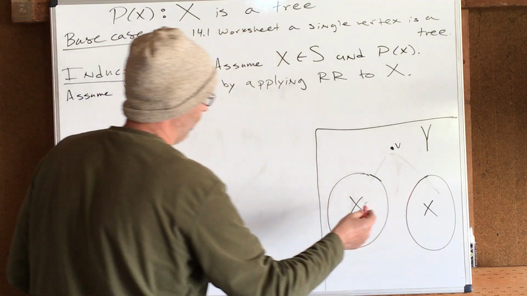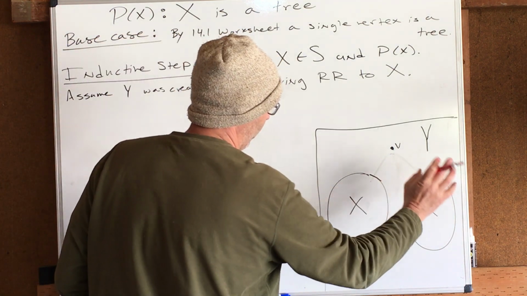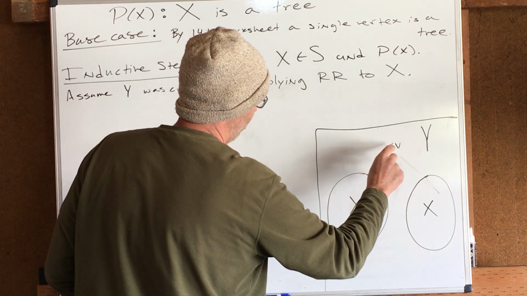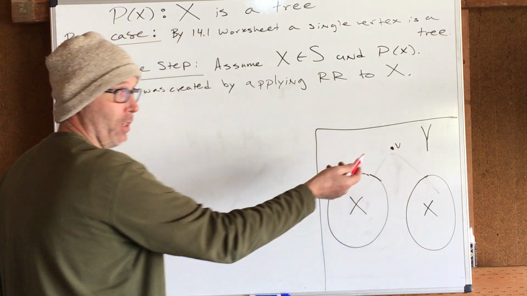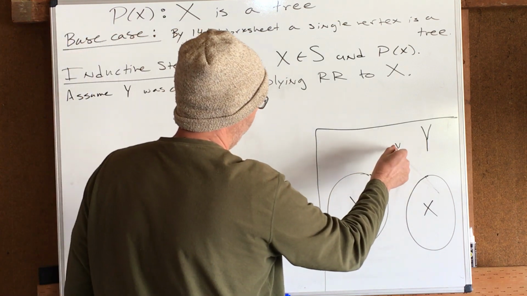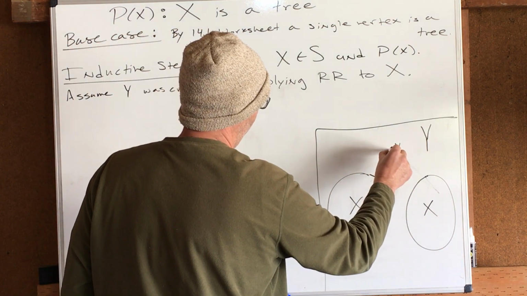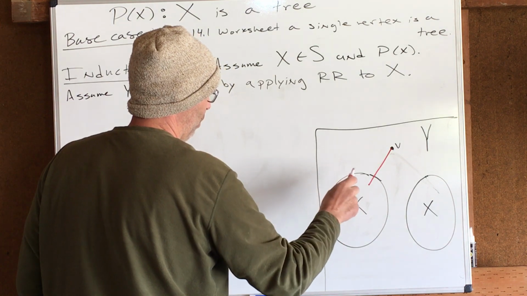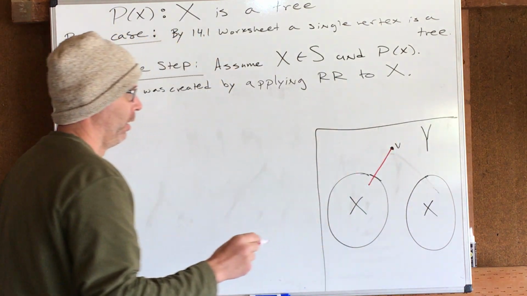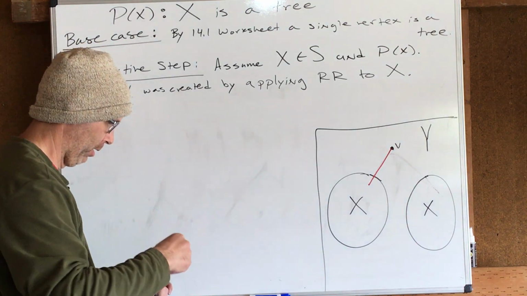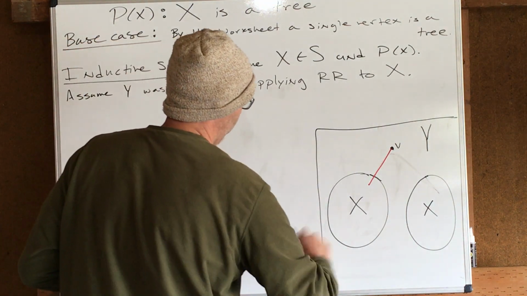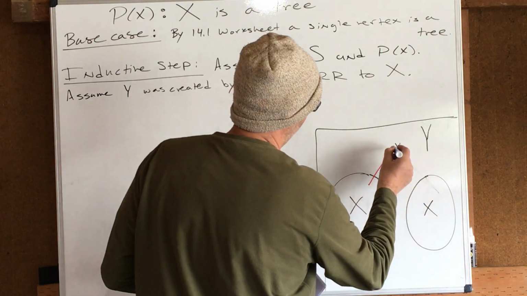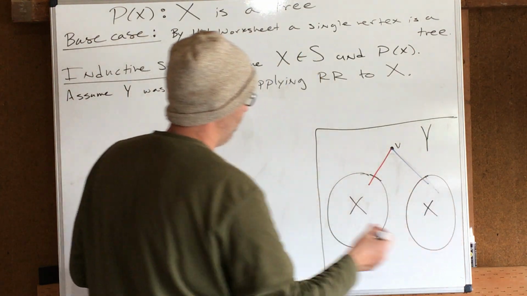Think about how the recursive rule works. We have X, we make another copy of X right there. And then we connect this new vertex V. Remember, a single vertex is a tree, so V is a tree. We connect it with an edge right there. When you draw an edge from one tree to another tree, you get a tree. So this will be a tree, and then applying that same concept again, we draw an edge from one tree to another, and we get a tree.